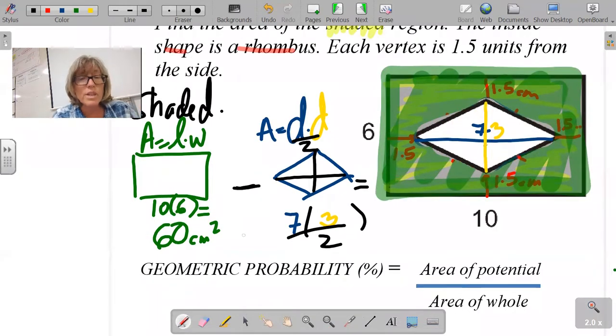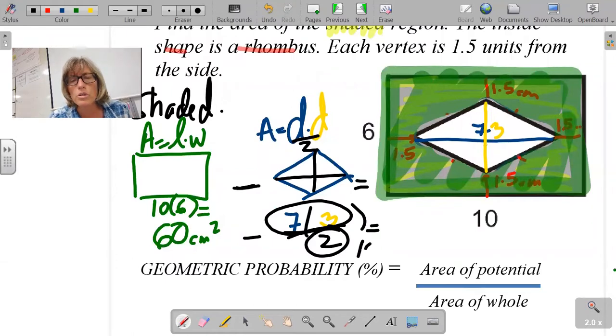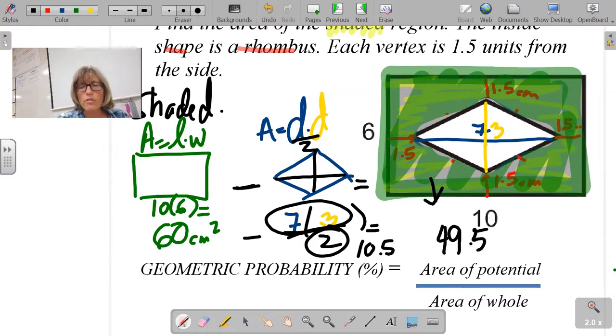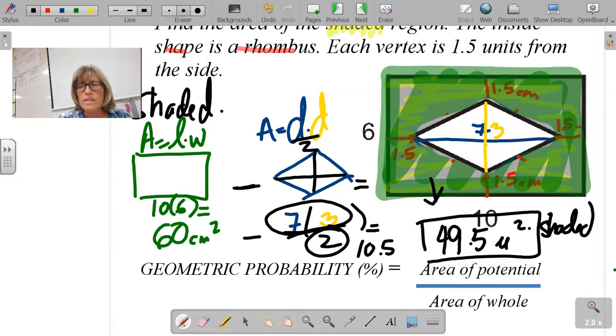So we're doing 60 minus, and of course that's going to be 21 divided by 2, which is 10.5. So my shaded region is 60 minus 10, 50. And then the 0.5 is going to be 49.5 units squared. That is the area of my shaded region. It's negative space.